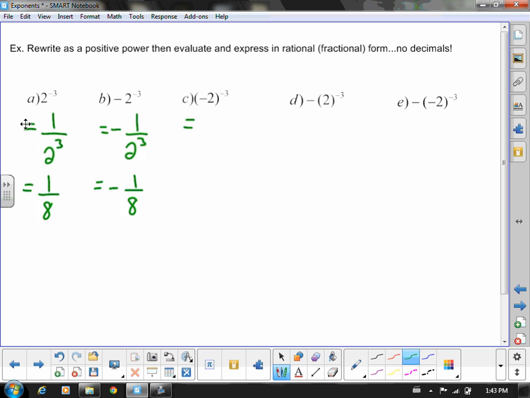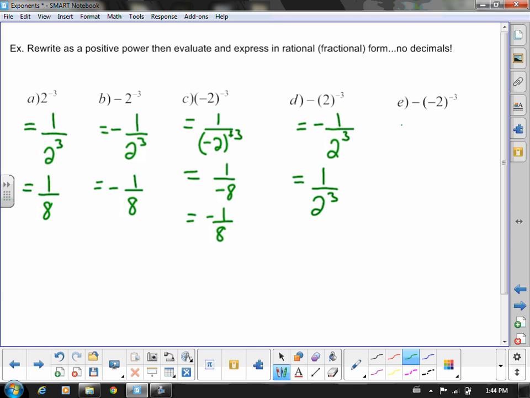Here, we're going to have 1 over negative 2 all to the power of positive 3, because moving levels changes it. So we end up with 1 over negative 8, and normally in math we never leave the negative in the bottom. We're going to move it up. So in this example, we'll have negative 1 over 8. And again, we have 1 over 2 to the power of 3.